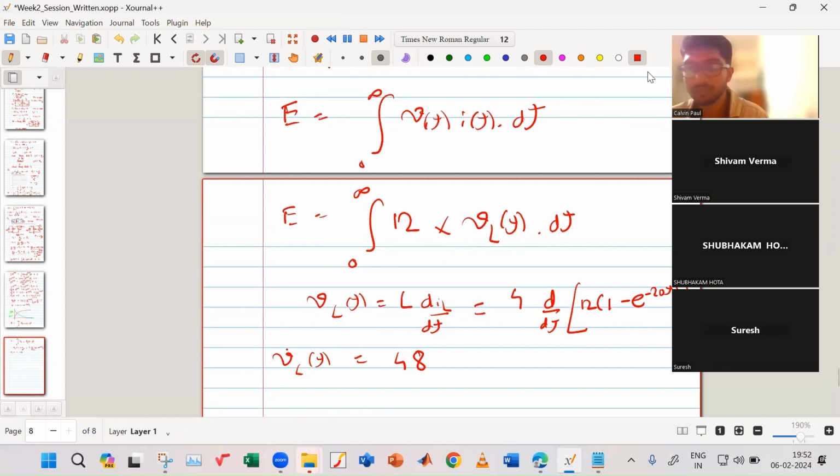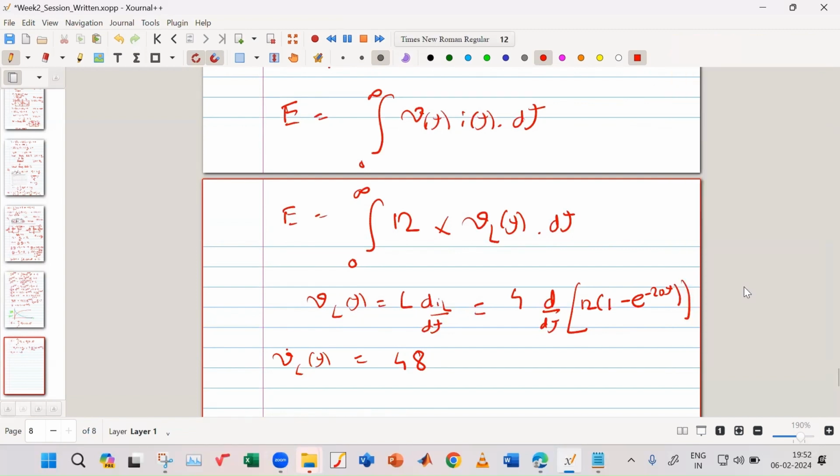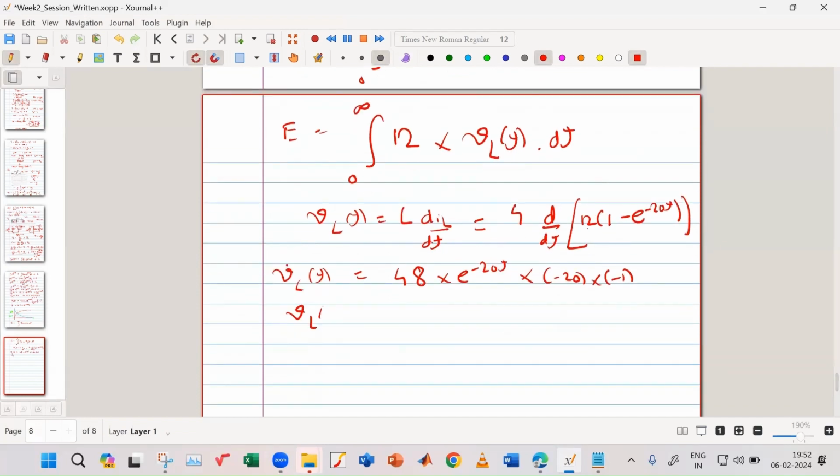e power minus 20t into minus 20t. So it will be e power minus 20t into minus 20, and already minus 1 is there, so into minus 1. So that comes out to be VL of t. So VL of t, 48 into 20 is how much? 960. So 960 into e raised to minus 20t.